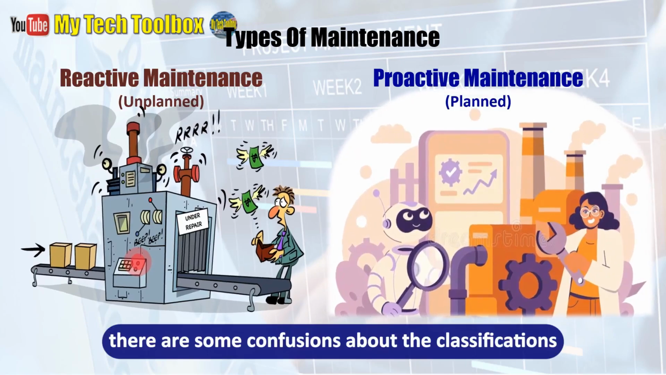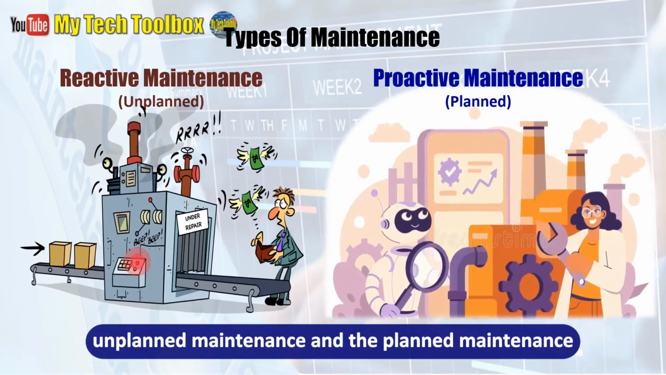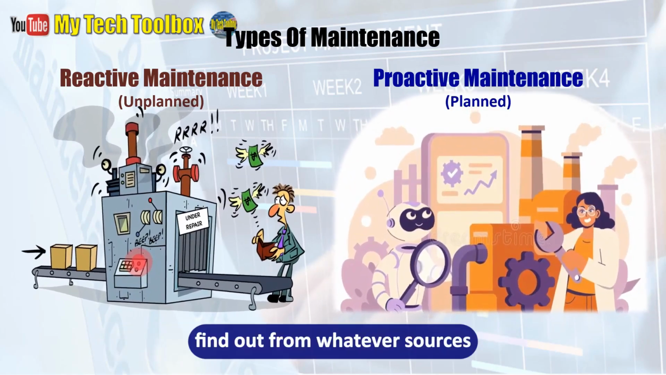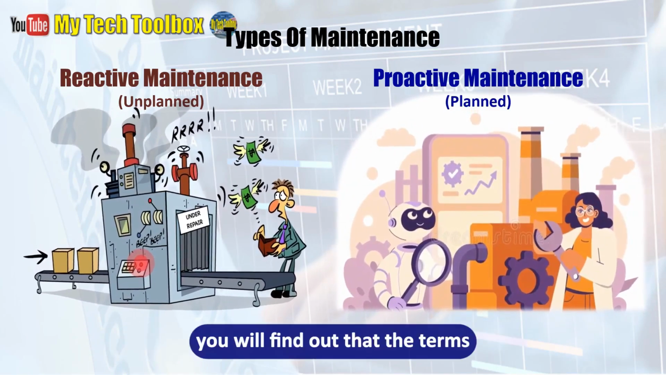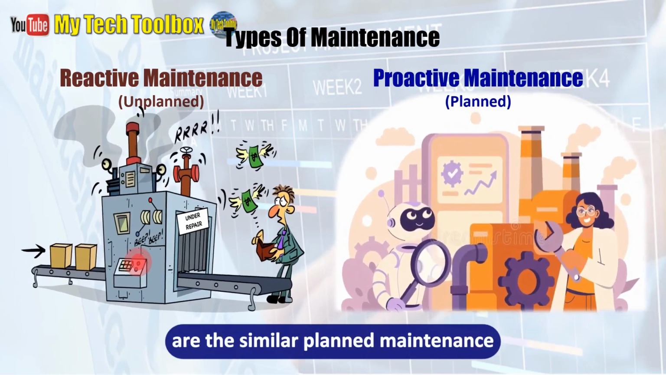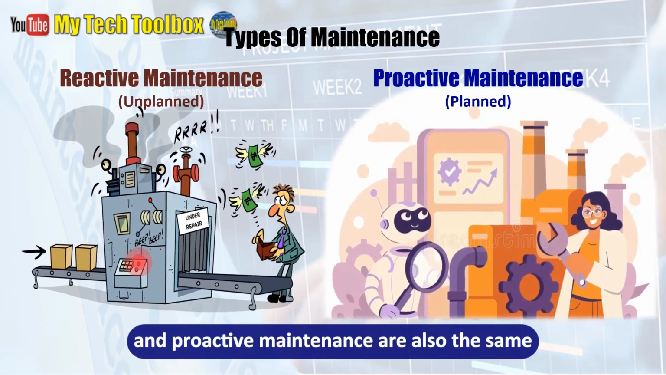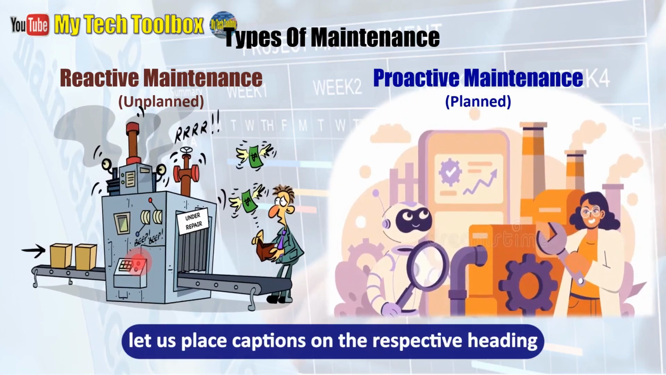There are some confusions about the classifications of maintenance types, the terms unplanned maintenance and planned maintenance. Find out from whatever sources to check for the definition of those two terms. You will find out that the terms unplanned maintenance and reactive maintenance are similar, and planned maintenance and proactive maintenance are also the same. To remind us that they are similar, let us place captions on the respective headings.